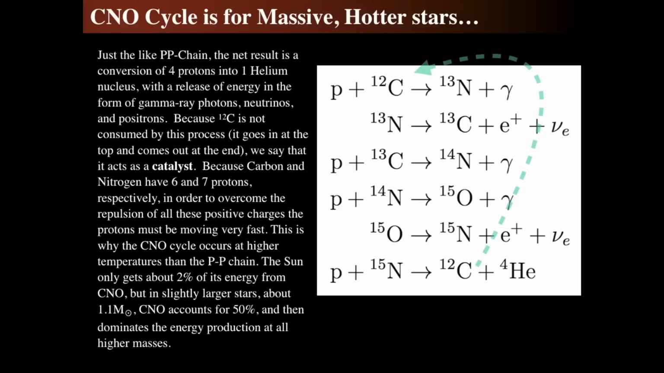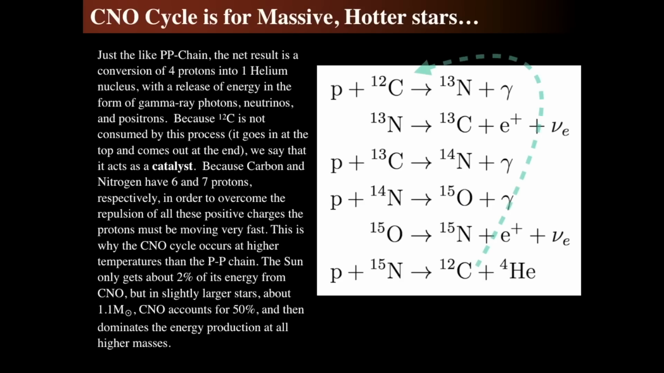And then that nitrogen gets slammed by a proton, and it forms oxygen-15, which itself is radioactive and unstable, and falls apart to nitrogen-15, which is briefly stable, and that emits again another positron and a neutrino. Then that gets slammed by another proton, and that finishes the chain, which returns it back to a carbon-12 nucleus, and that spits out a helium nucleus.